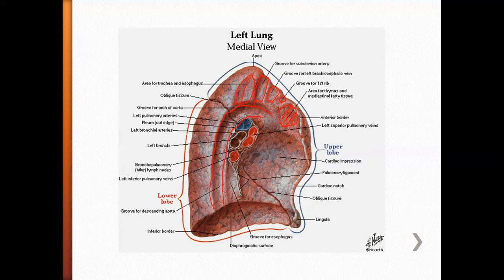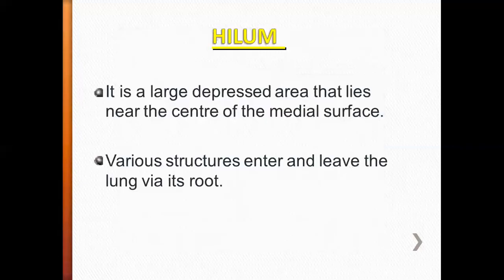Okay. So then what else is there here? See, you can see the nice impression over this part. So this is for our heart. So this is our cardiac impression. Okay. These all are some of the relations of the left lung and right lung on the medial surface. Okay. Now we have seen all the structures related in the medial aspect.